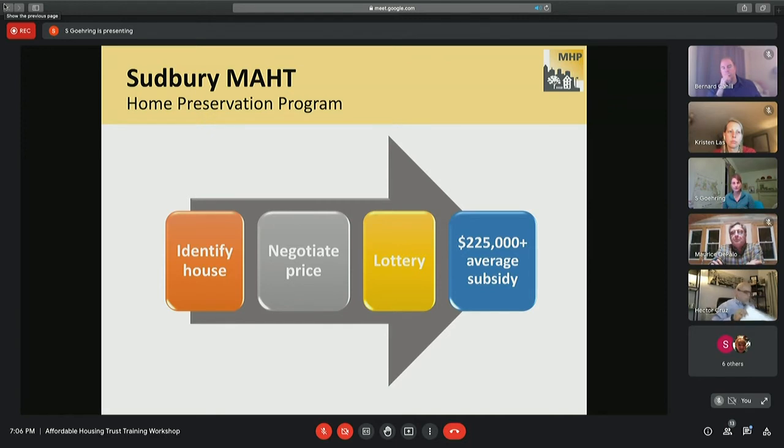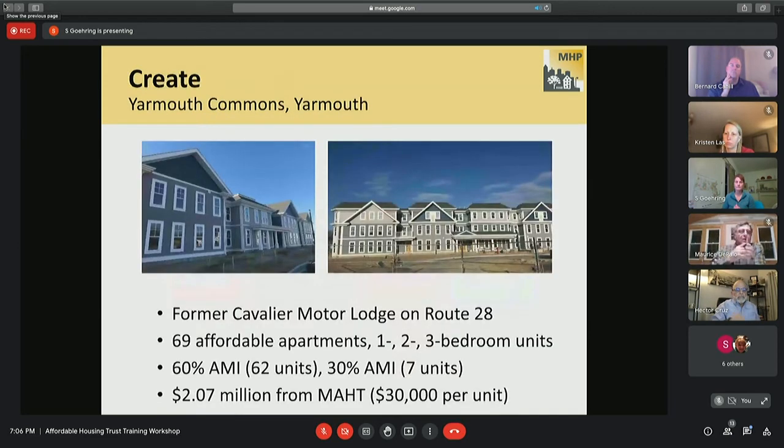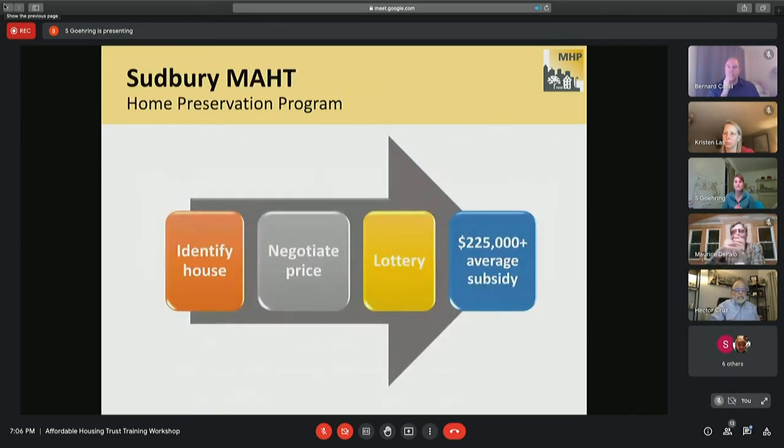But we do have several trusts that manage this kind of a program as a piece of their affordable housing strategy. Charlie, one quick question. So on something like that, would there be a deed restriction?